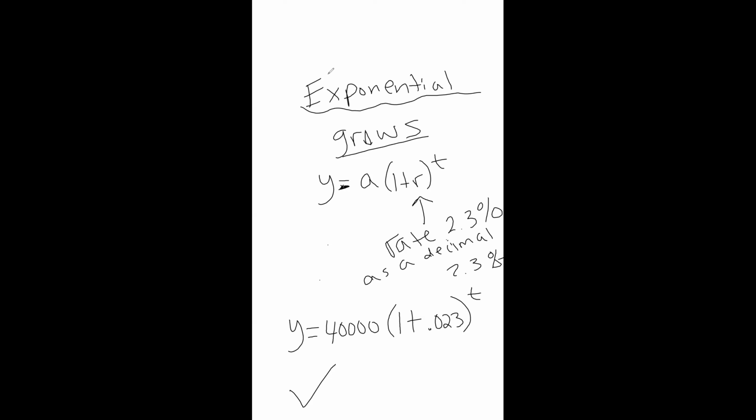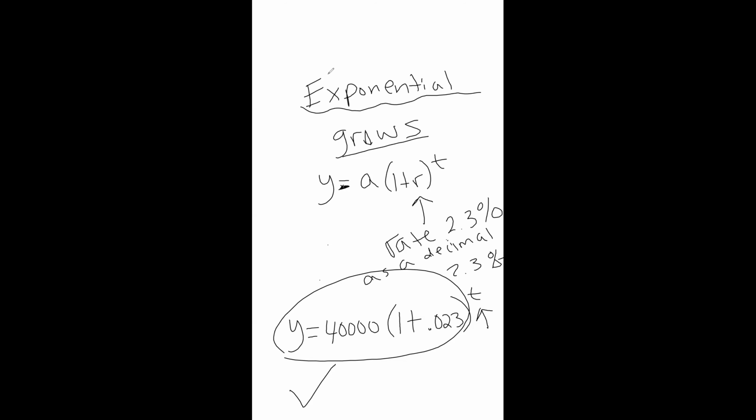The T represents some kind of time period. So they said the annual population was 40,000. It's growing at a rate of 2.3%. How much would the population be in 10 years? That 10 you could plug in right there and then put it in your calculator and it'll tell you what the population will be in 10 years. But we don't need to go that far because all this question was asking for was this.